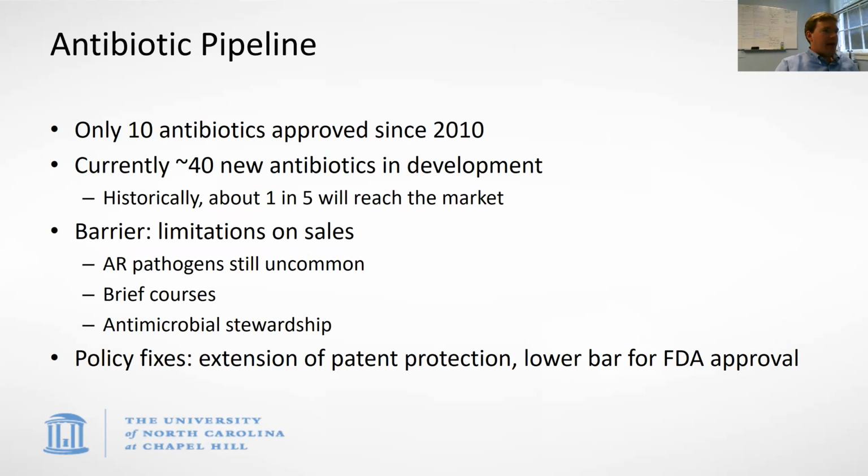So in the antibiotic pipeline, there are new antibiotics being developed to stay on top of highly resistant organisms, but only 10 antibiotics have been approved since 2010. At any given time, there are about 40 new antibiotics in development. Historically, about 1 in 5 will make it to market. There are a lot of barriers to new antimicrobial development. Most importantly is limitations on sales. When a pharmaceutical company develops a new product that's targeted to highly resistant organisms, that's still a very small niche.